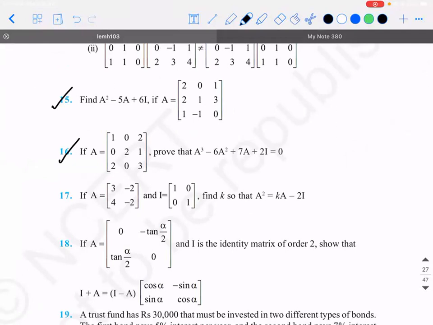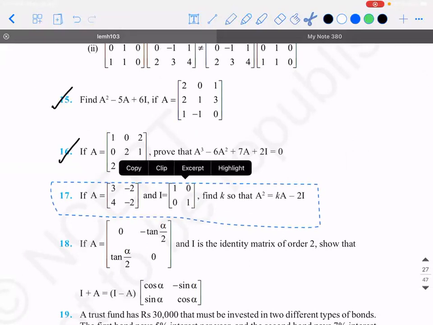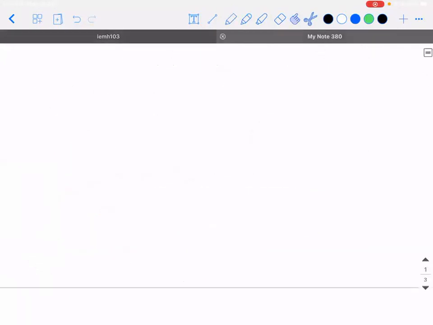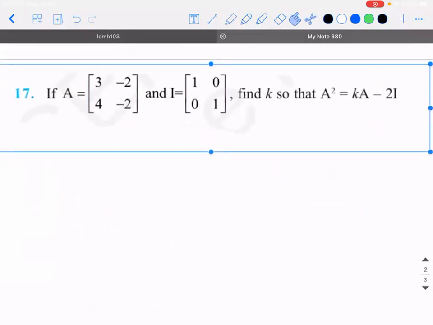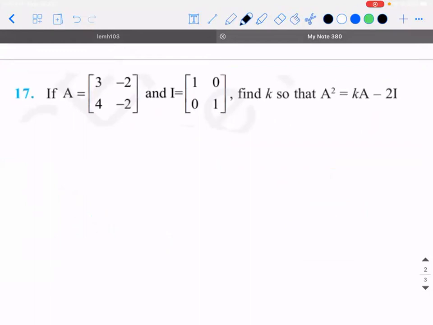Okay, let's do the 17th one. If A is equal to 3 minus 2, 4 minus 2, I is equal to 1001, then find the value of K so that A square is equal to K times A minus 2I. So how to find, guys? So A is given. What is A square?